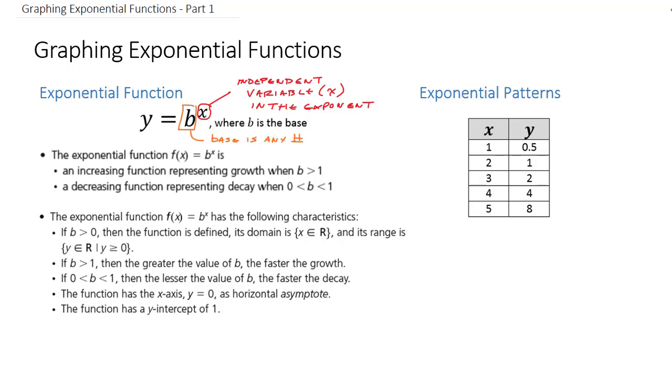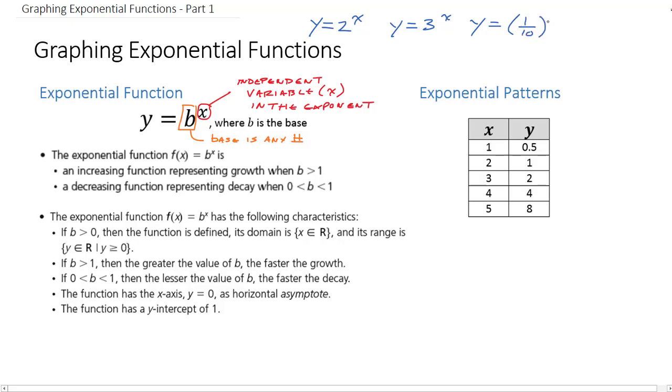Okay, so for example, I'll just write a few random ones here at the top. Like we could have y equals 2 to the power of x, or y equals 3 to the power of x. Those are some really common ones. Or y equals, how about (1/10) to the power of x? The base could be anything. What about y equals negative 15 to the power of x? Okay, so the base can be any number. It's just that the x is up in the exponent.